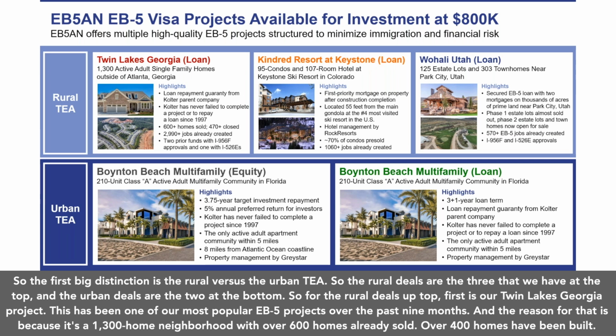So the rural deals are the three that we have at the top, and the urban deals are the two at the bottom. So for the rural deals up top, first is our Twin Lakes, Georgia project. This has been one of our most popular EB5 projects over the past 9 months. And the reason for that is because it's a 1,300 home neighborhood with over 600 homes already sold. Over 400 homes have been built.